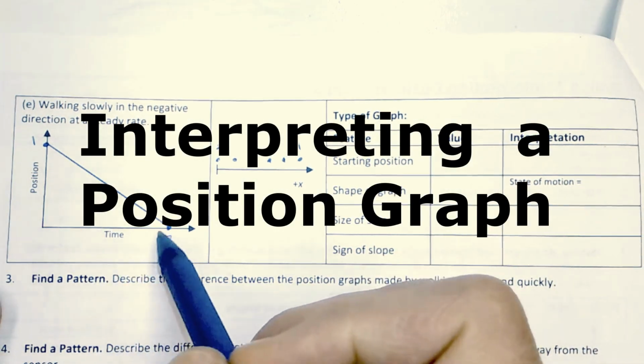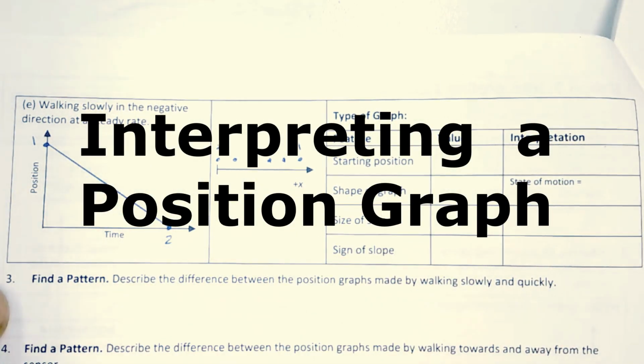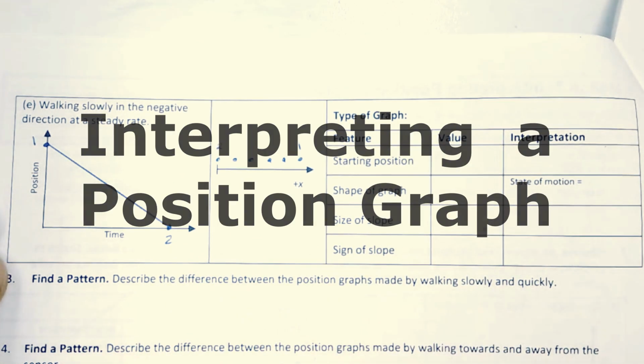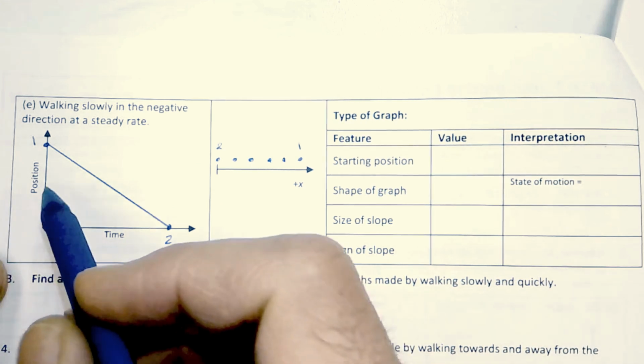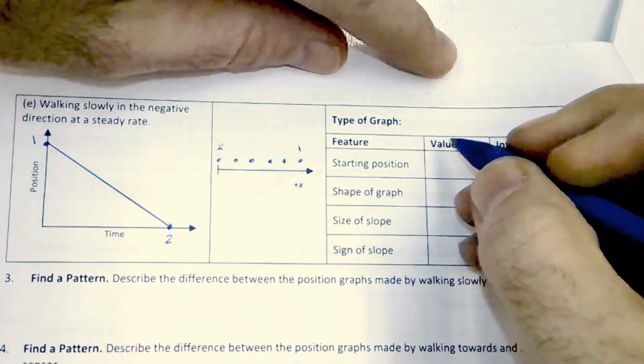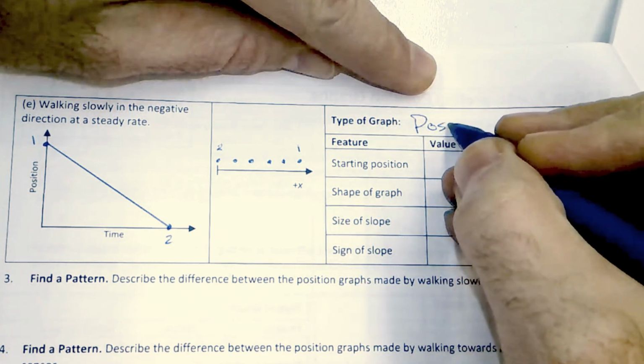Let's take a look at how to interpret a position graph. So whenever we look at a graph, the first question that we always ask is, what kind of graph is it? So this is a position graph.